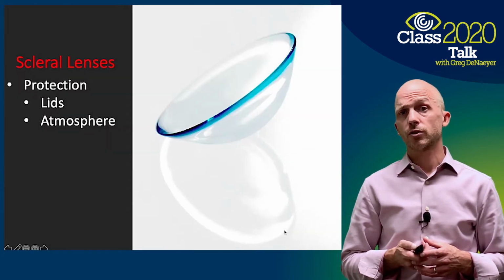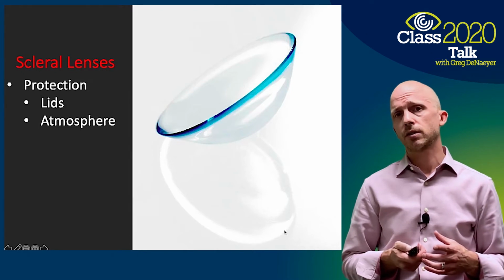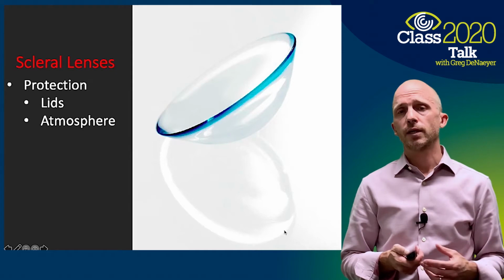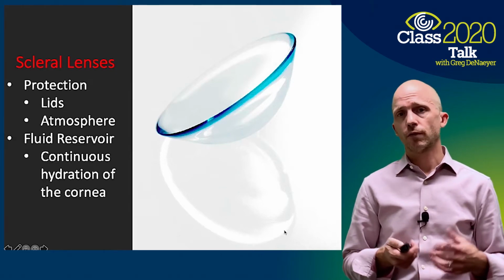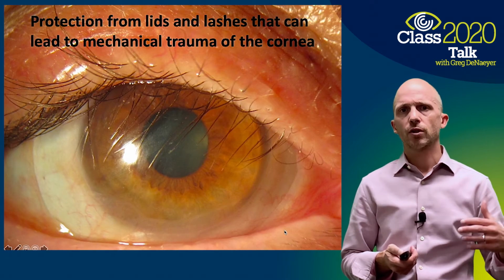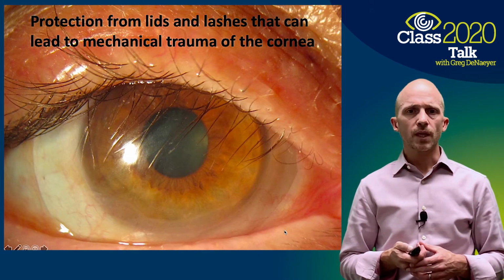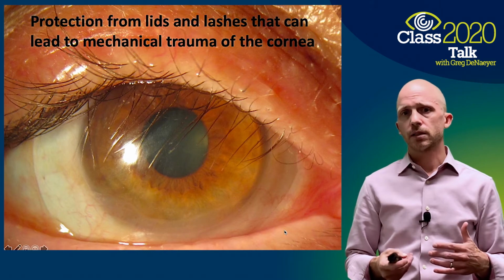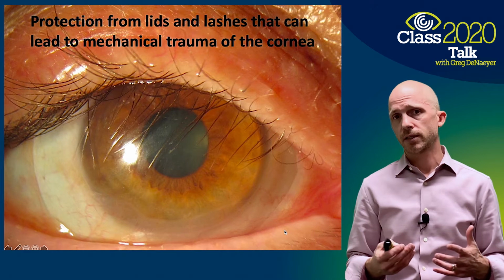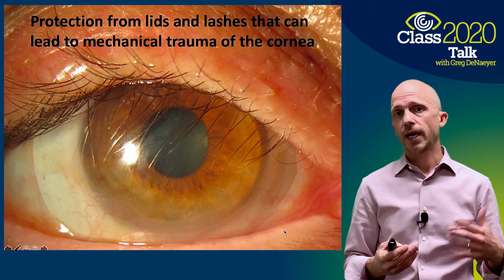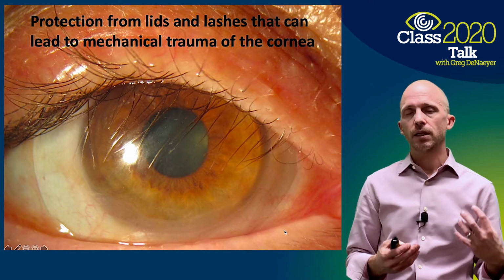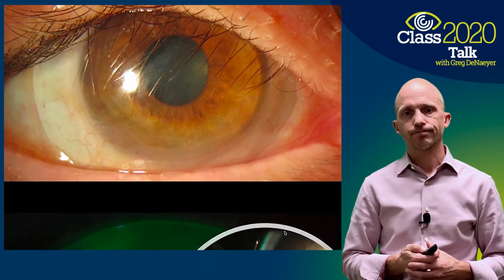Well, how do scleral lenses help patients with ocular surface disease? They provide three things. One, protection. Number two, the fluid reservoir. And number three, improved vision. So I want to go through each of those separately. We talked about the lids. Lids can have trichiasis, distichiasis. The lids can have keratinization. All of that can cause mechanical trauma to the ocular surface. Scleral lenses help protect the ocular surface from this trauma.